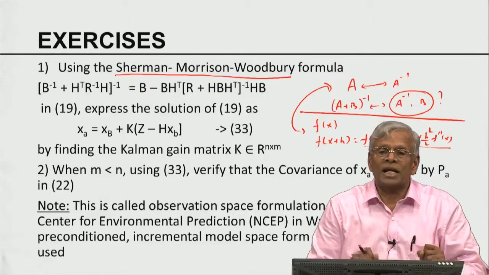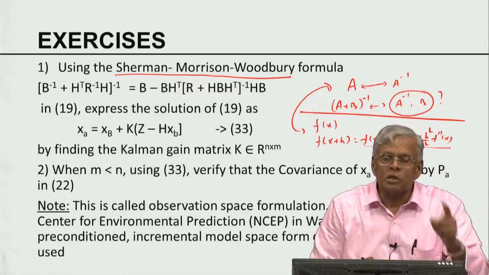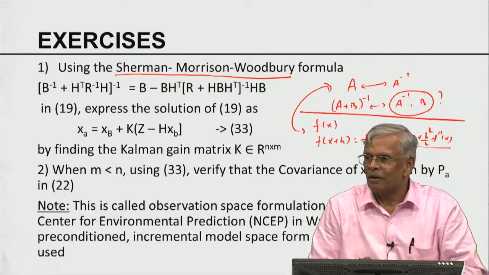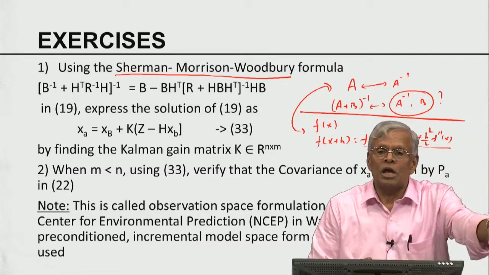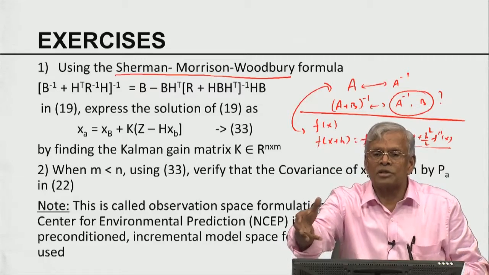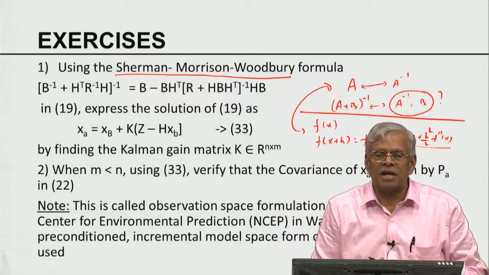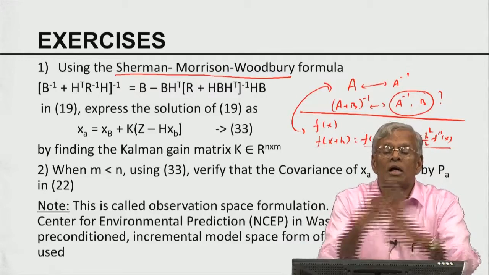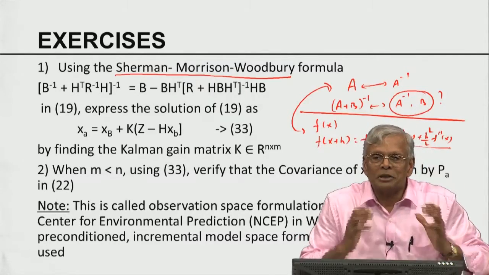So, what is it that we would like to take advantage of? It is always cheaper to perform computation in a smaller dimensional space. So, if n is smaller, you do the operations in model space. If m is smaller, do the operations in the observation space. Who provides this freedom to go between these two worlds? The Sherman-Morrison-Woodbury formula. That is the beauty.